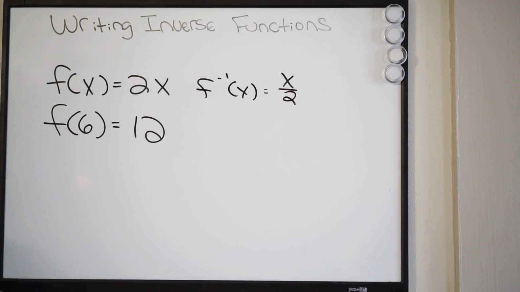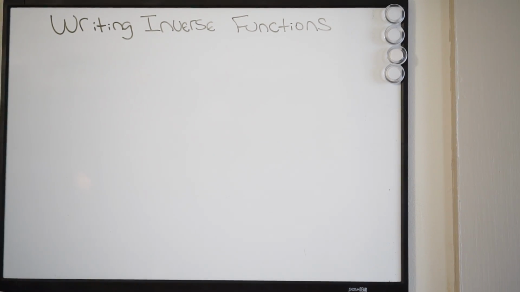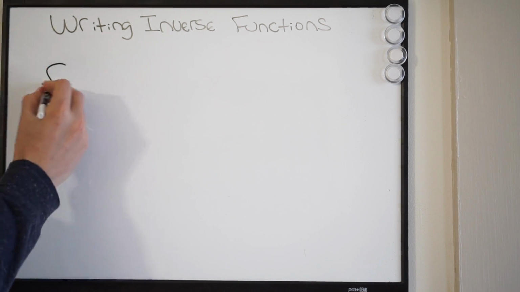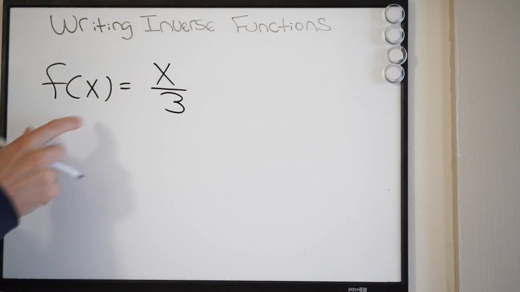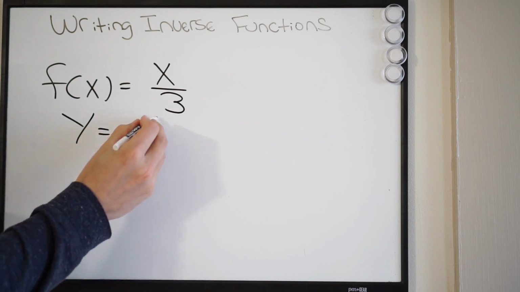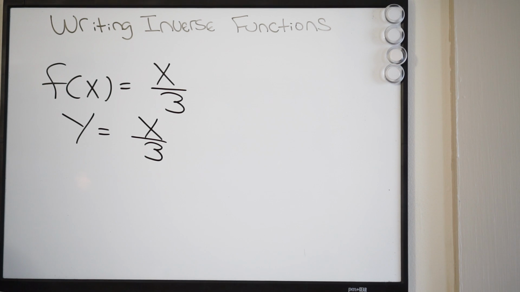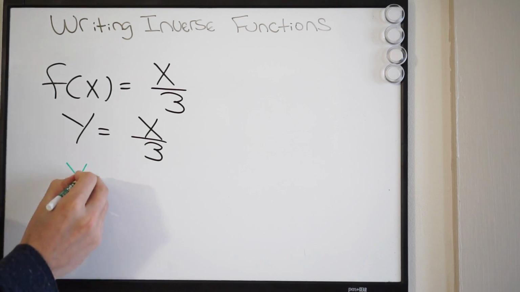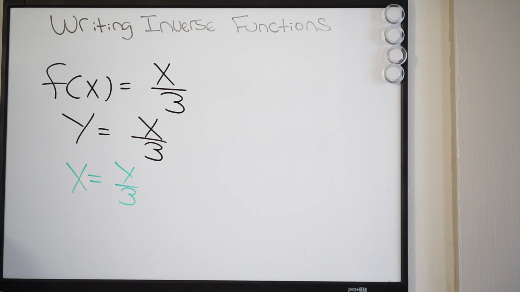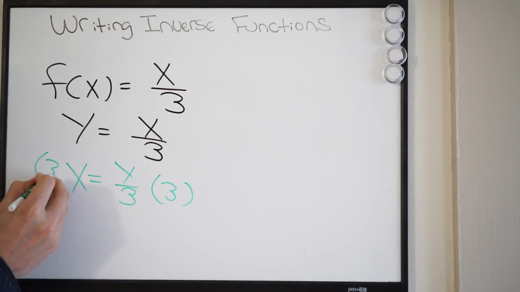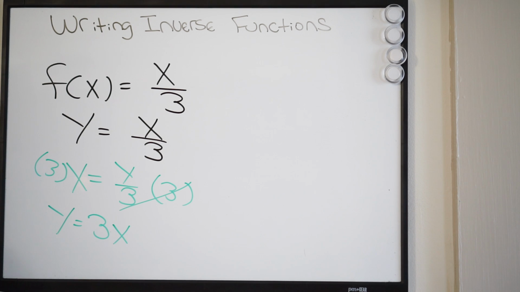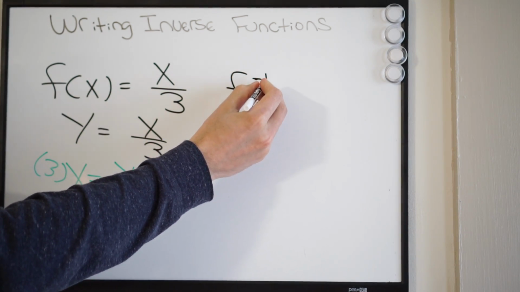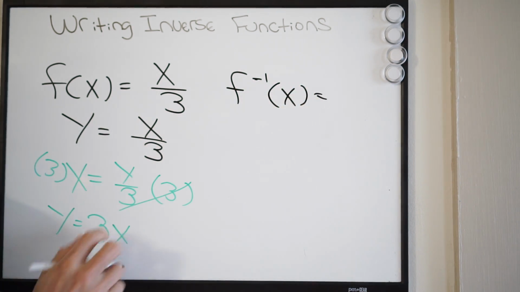Let's try another problem here. All right, so we'll erase this. Let's do another one. F of x equals x over 3. Again, we know that f of x is really y, so we can write y equals x over 3. Then if we're trying to find the inverse here, again, replace the y with x and replace the x with y. So now we have x equals y over 3. Now all you want to do is solve for y, so we multiply both sides by 3. And we get y equals 3x. We can now write this as the inverse: f inverse is going to equal 3x.